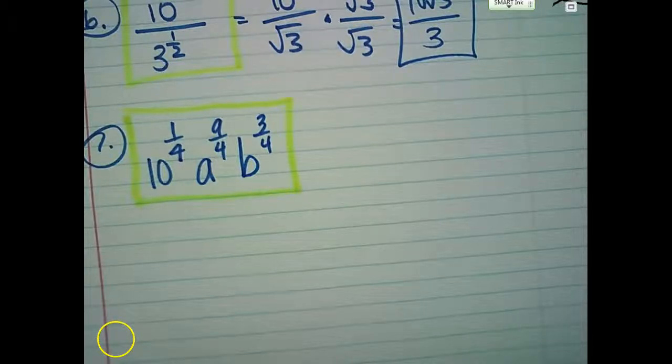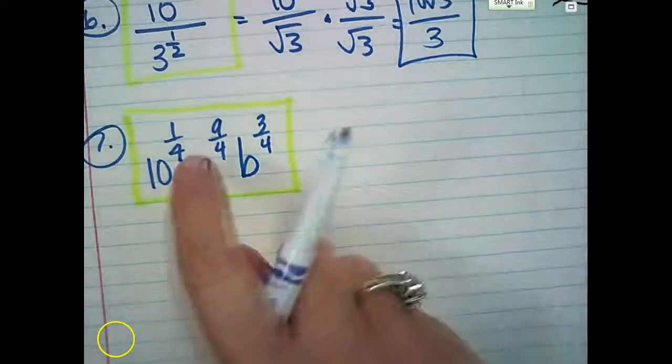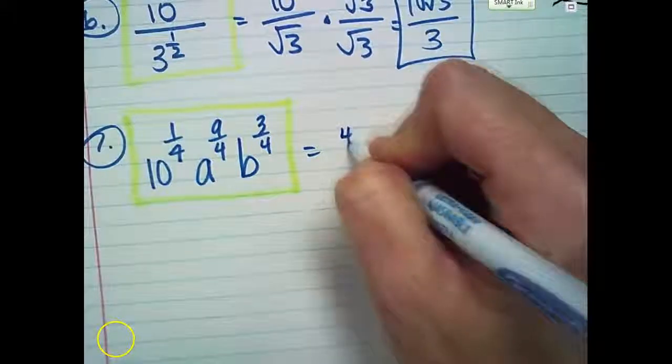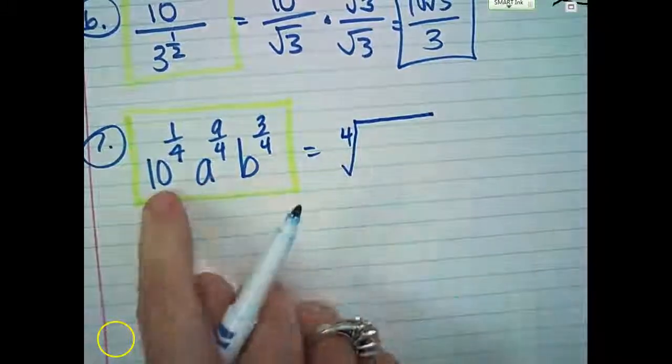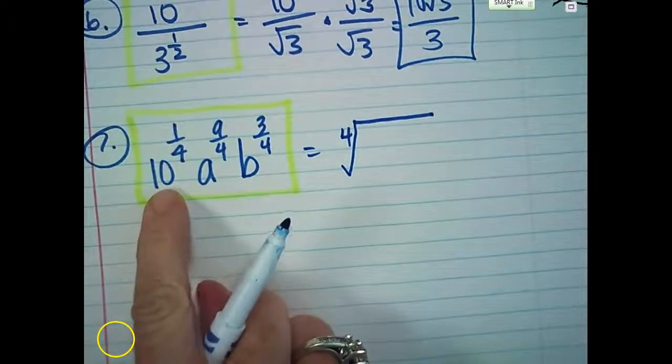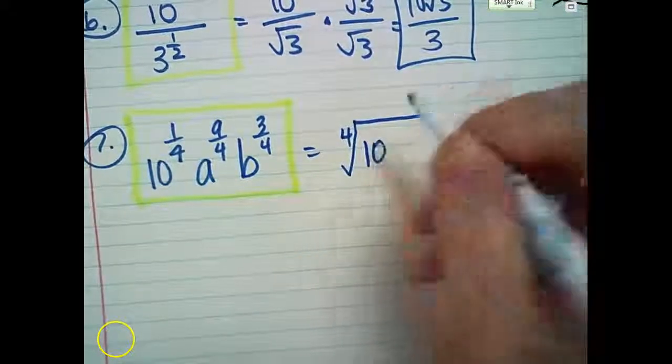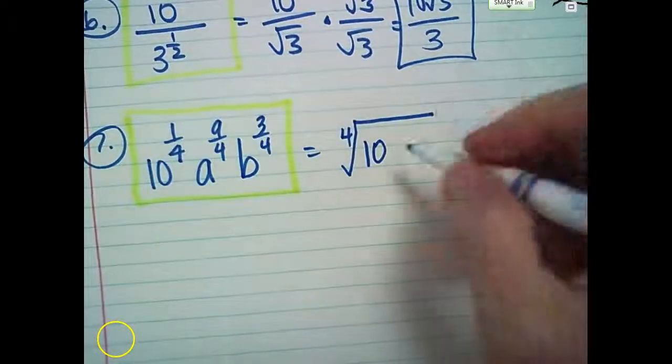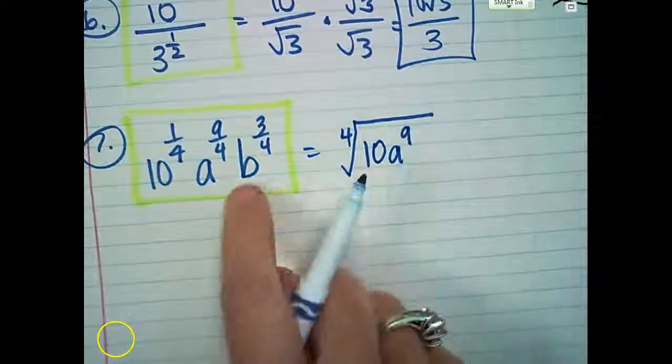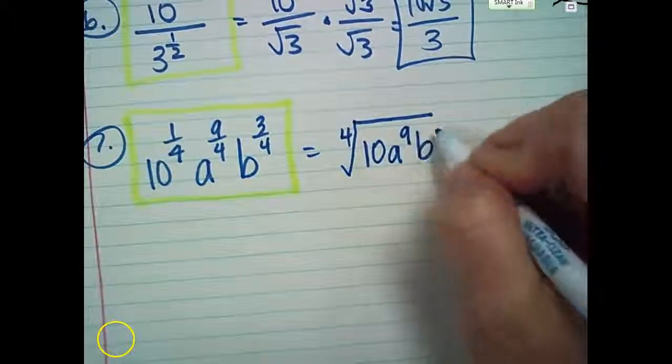What root? Right. So if I'm asking you to write it in radical form, they need to all fit under the same root. Do they all fit under the same root? Yeah, they're all the 4th root. So then, okay, so let's build that. The 4th root of 10 to what power, guys? 1. Now move to A. A to the 9th. And then B to the 3rd.